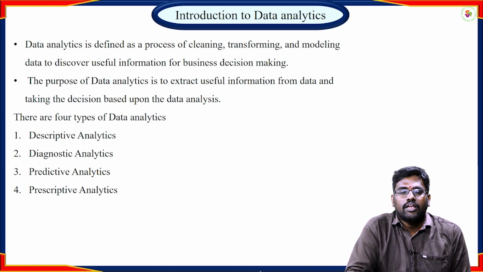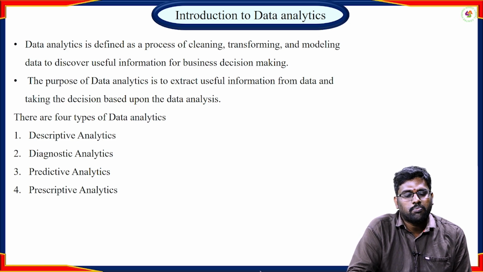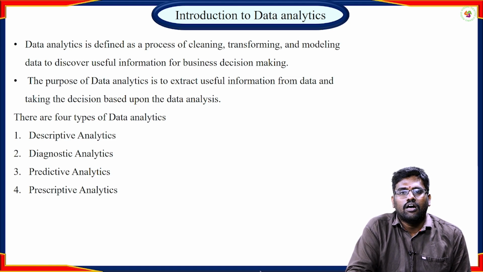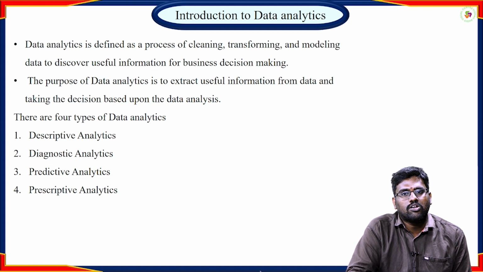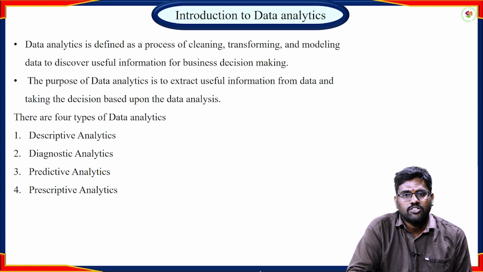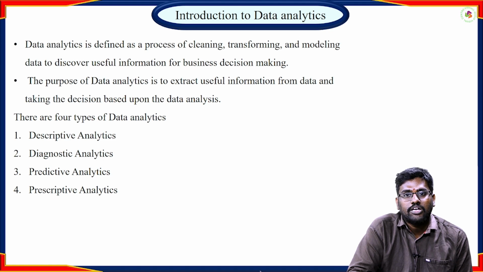Now, there are four types of data analytics. The first is descriptive analytics, the second is diagnostic analytics, the third is predictive analytics, and the fourth is prescriptive analytics. Coming to the first one, descriptive analytics is used to analyze the historical data. For example, on any Amazon or Google site, after registration, they analyze the data we entered and check whether all the fields are correct before submitting it to the database.